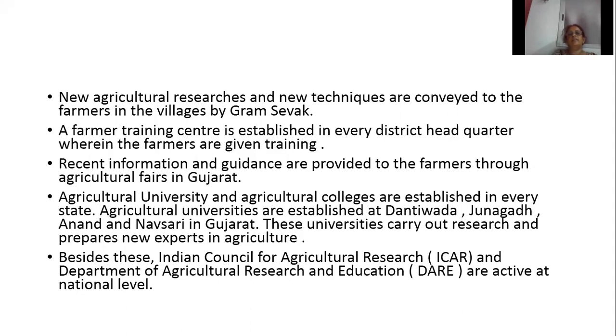So new agriculture research and new techniques are conveyed to the farmers by the Gram Sevaks appointed by the government. And farmer training centers have been established in every district headquarter, and there the farmers are given training. Then recent information and guidance is provided to the farmers through agriculture fairs in Gujarat. Then agriculture universities and colleges are established in every state. And where are agriculture universities established? Dandivada, Junagadh, Anand and Navsari.